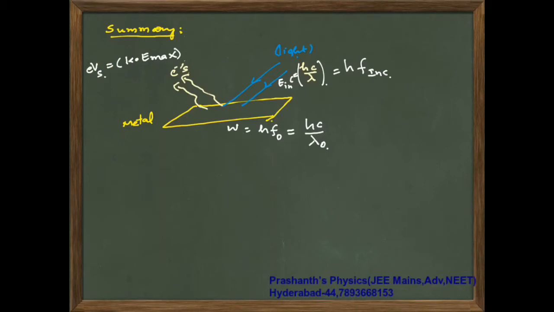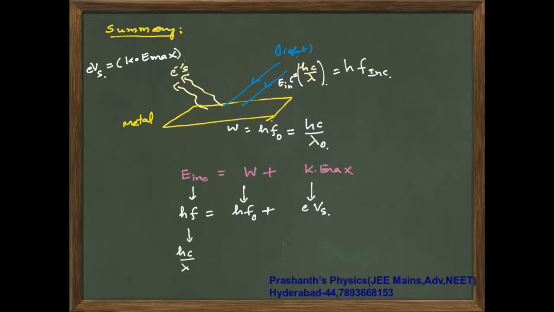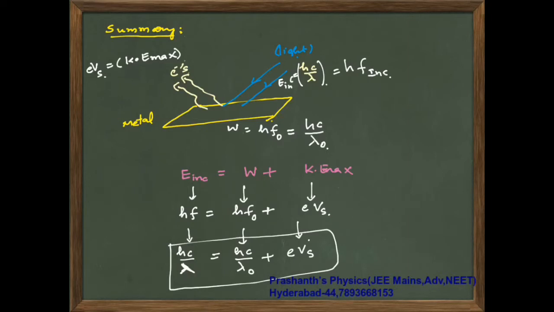This is what I have explained previously, and I have written the equation as, basically, indirectly, the energy conservation equation. Your E incident is equal to work function plus KE max. We will write it in different forms. First, in terms of frequency: hf is equal to work function h f naught plus KE max, which is e times stopping potential. What is this stopping potential? I will explain now, don't worry. This can also be written as hc by lambda equals hc by lambda naught plus e times stopping potential. So this is what I have explained in the previous lecture.